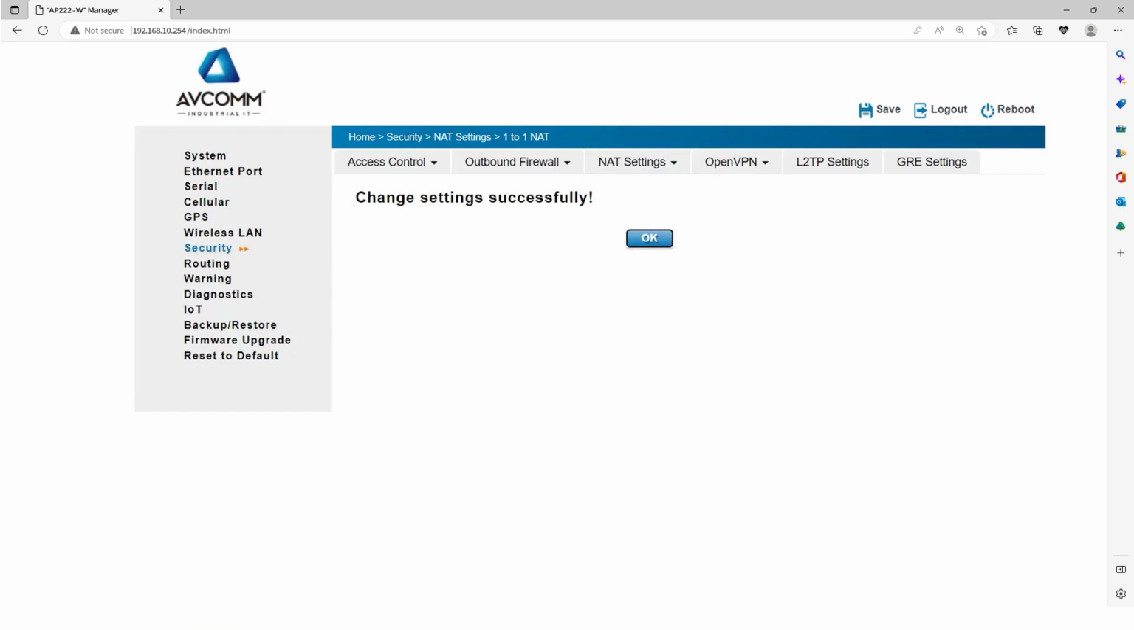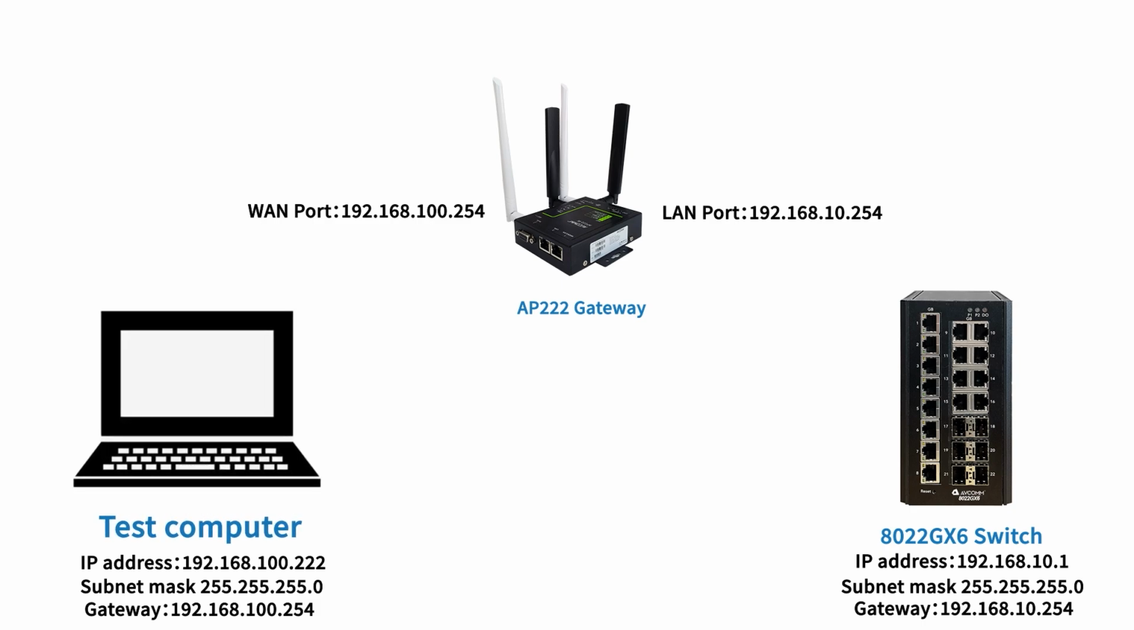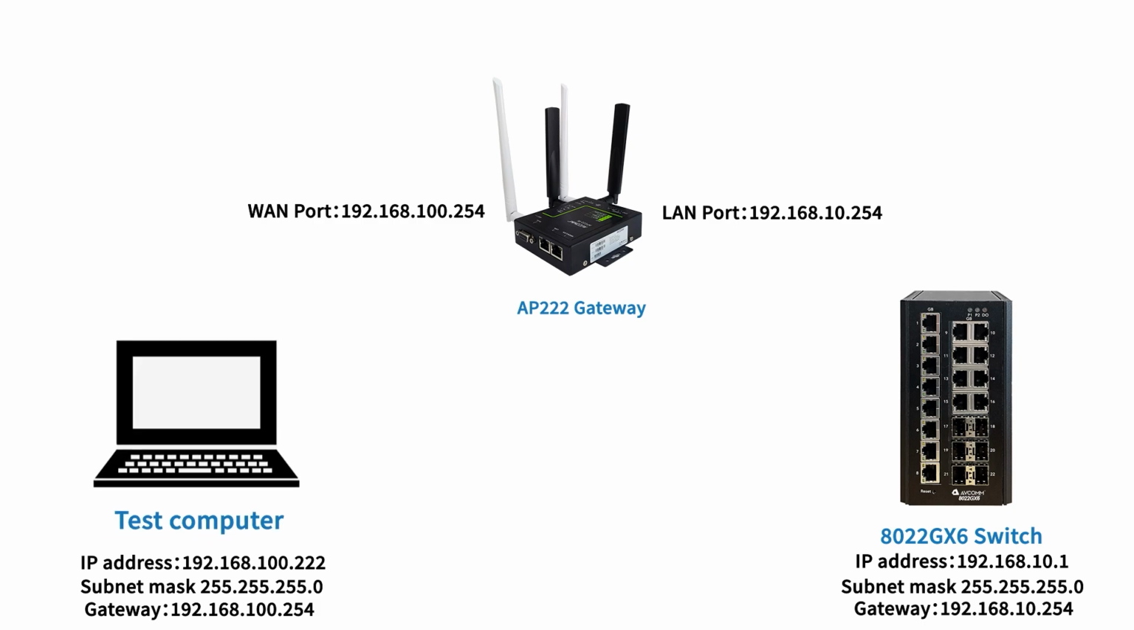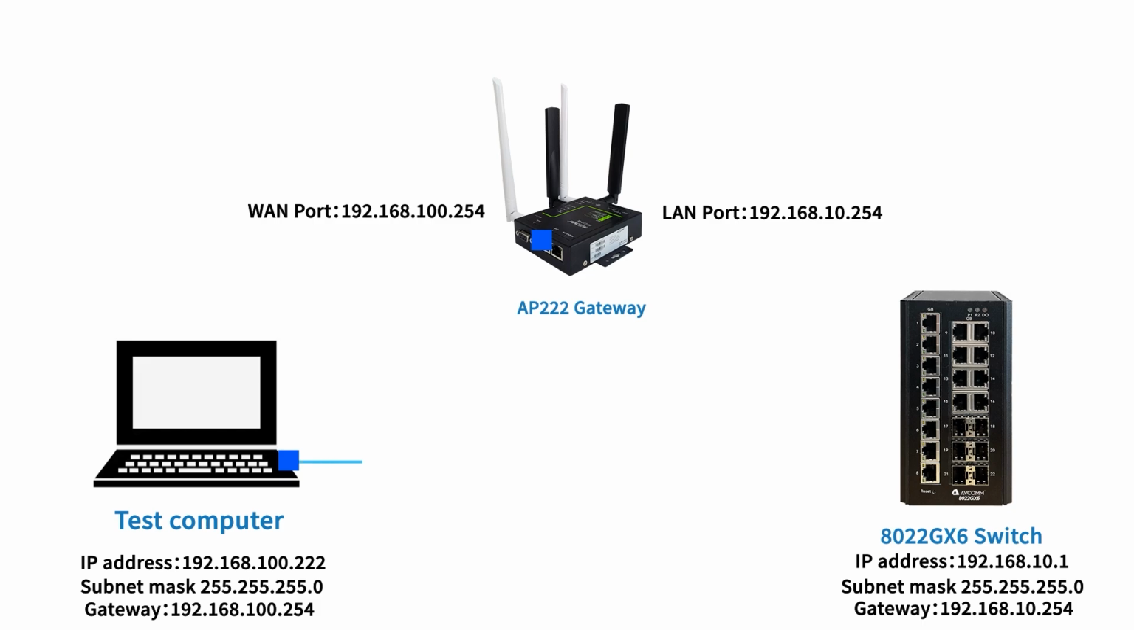To test your one-to-one NAT, reprogram your computer IP address to 192.168.100.222. Use subnet mask 255.255.255.0 and the default gateway 192.168.100.254, which was also the WAN IP address of the AP222. Connect your laptop to the WAN port of AP222.